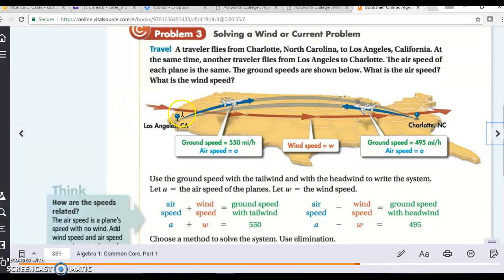Okay, so we see we have one plane and it's traveling going towards North Carolina from Los Angeles, and it's going with the wind speed. So that's how they got this A plus W. They're traveling together, and the ground speed is 550 miles per hour. For the other plane, the airspeed is going one way, and the wind speed is going in the opposite direction, so that's going to be negative. And that ground speed is 495 miles per hour.